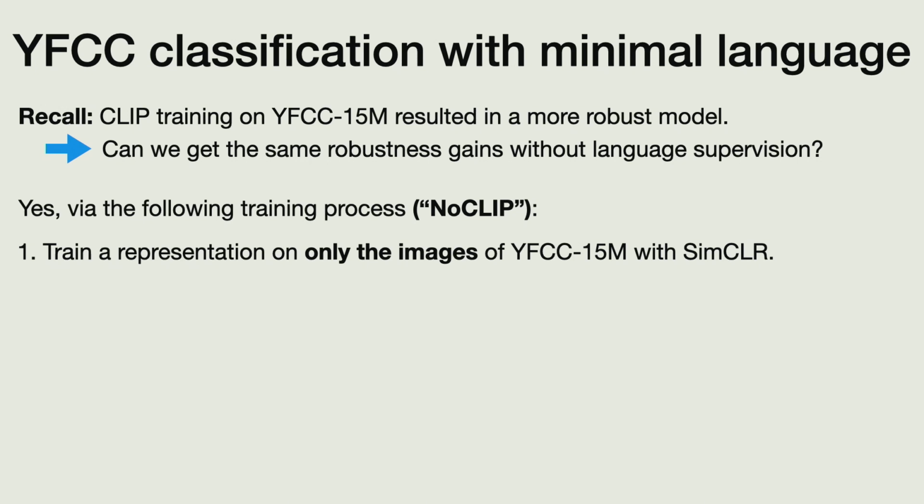Now we have a representation trained on 15 million images. It's good. The only problem is you can't use this as a classifier, right? The representation has no idea what text is. It's really just mapping images to a 1,000-dimensional vector space. One thing you could have done is just fine-tune, but we know that fine-tuning messes up robustness, so we didn't want to fine-tune.